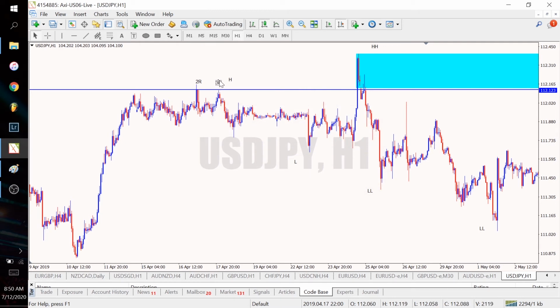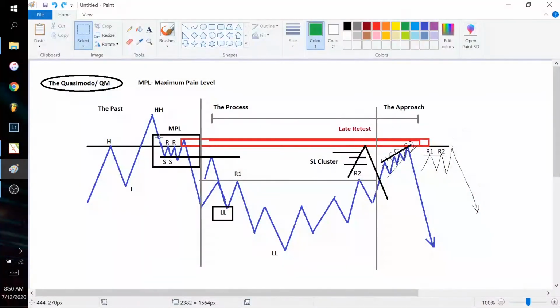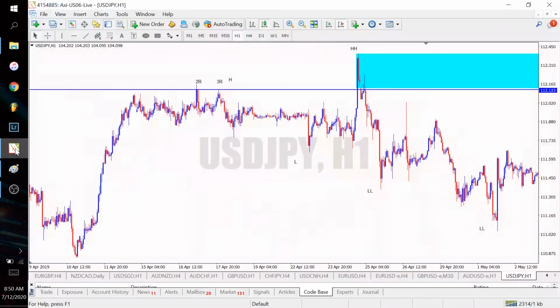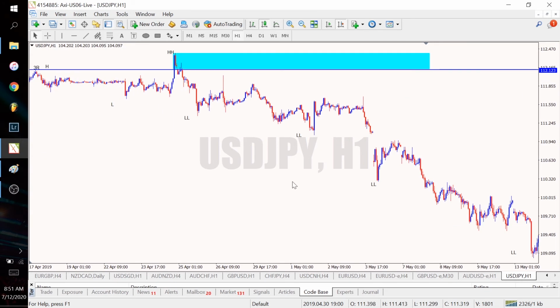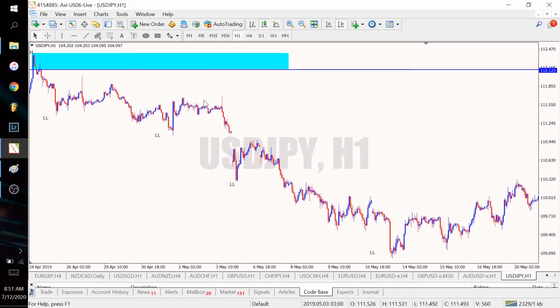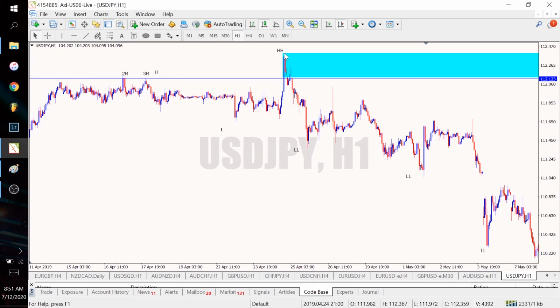Now, do you still remember how the MPL works? We have a high, we have a drop, we have some resistance, we want a spike above this previous high before a significant drop. What do we see here? We drop below, and after that we have a spike above, and we have a significant drop, and it went all the way down. This is our H1. So now this area is my area of interest.